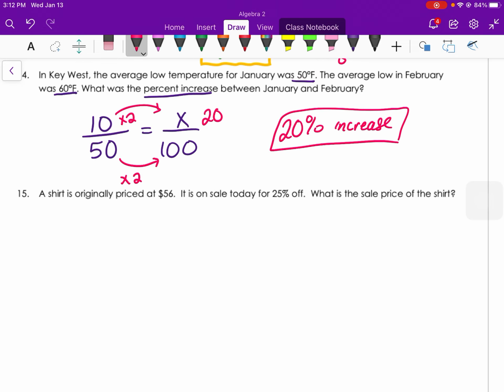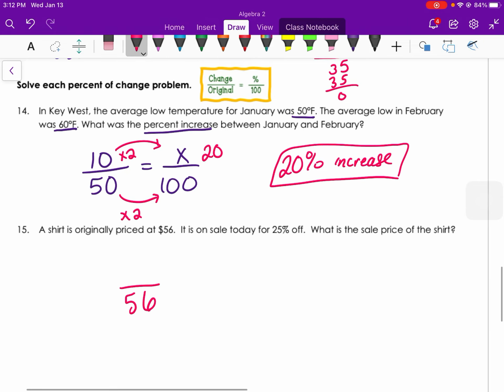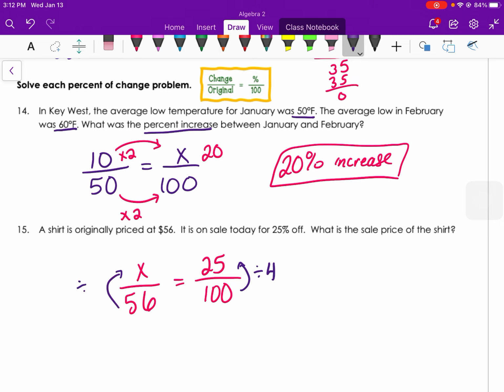The shirt is originally priced at $56. It's on sale today for 25% off. What is the sale price? So the original price is $56. That goes in the original. We need to find the change in price if you get 25% of 100% off. We can solve this one because 100 is divisible by 4. 100 divided by 4 is 25. So 56 divided by 4.